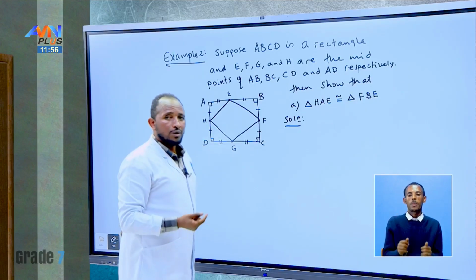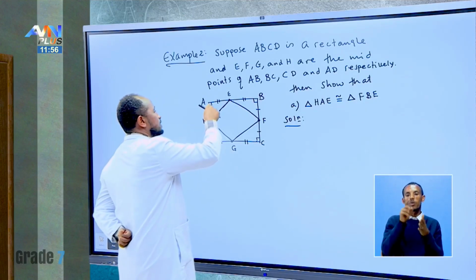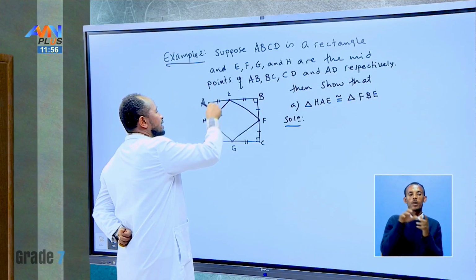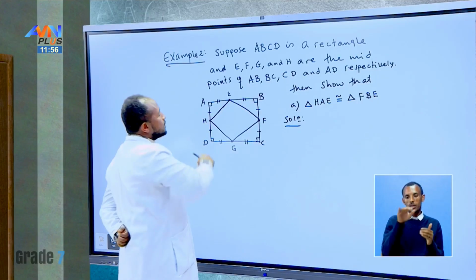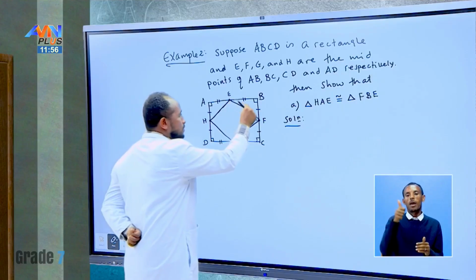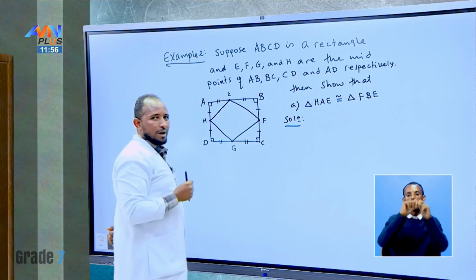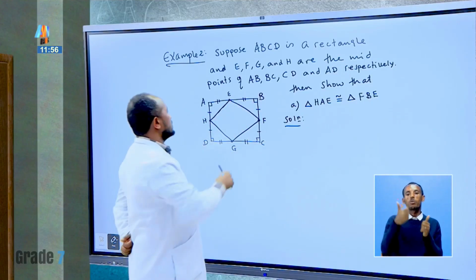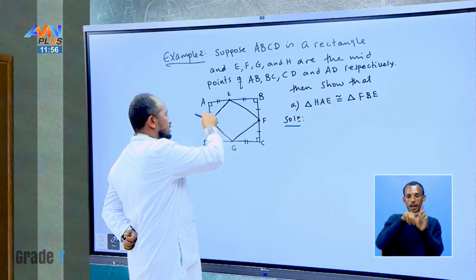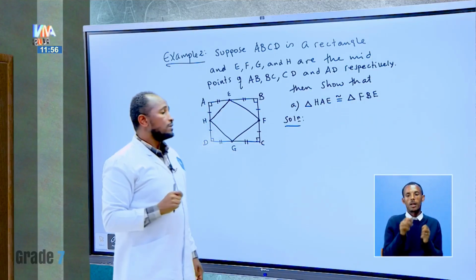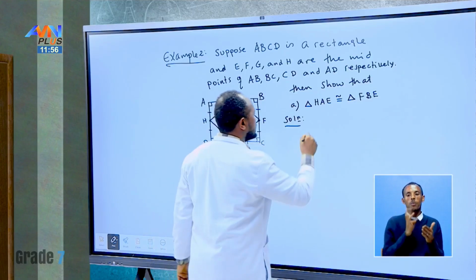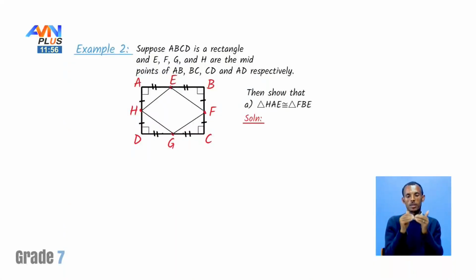In addition to that, you have the included angle. The included angle between the two sides is 90. Again, here it is 90. Therefore, these two triangles are congruent by which test? Side angle side congruency test. These two triangles are congruent. Therefore, we can write the congruency in this order.